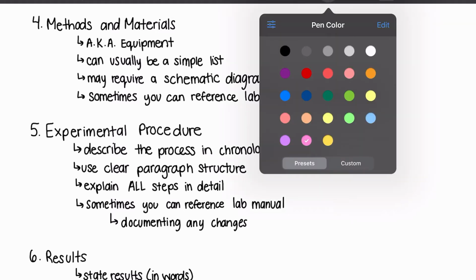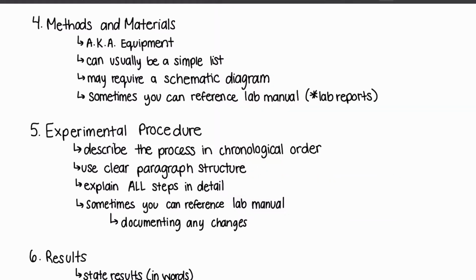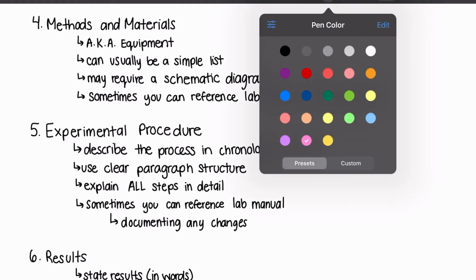Sometimes your professor might state that you are allowed to reference your lab manual as your methods and materials section if it's the exact same and it's a standardized setup. If this is the case though, you really want to make sure that you are noting any changes that you have to your experiment. That way your instructor or whoever's reading it knows exactly what materials were used to perform this lab.